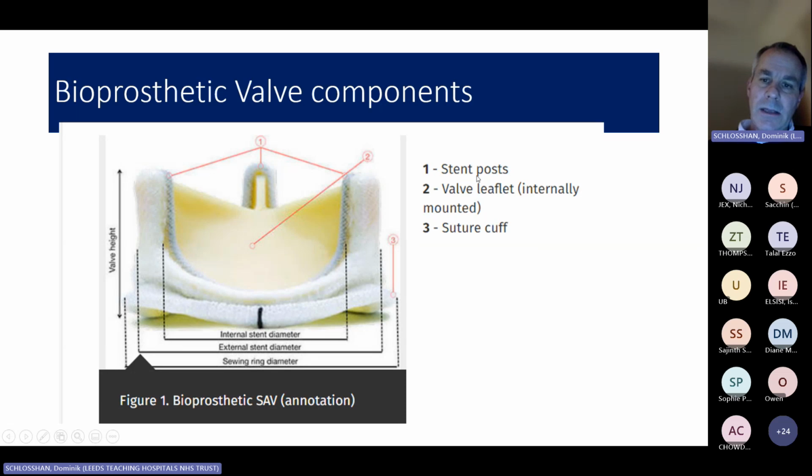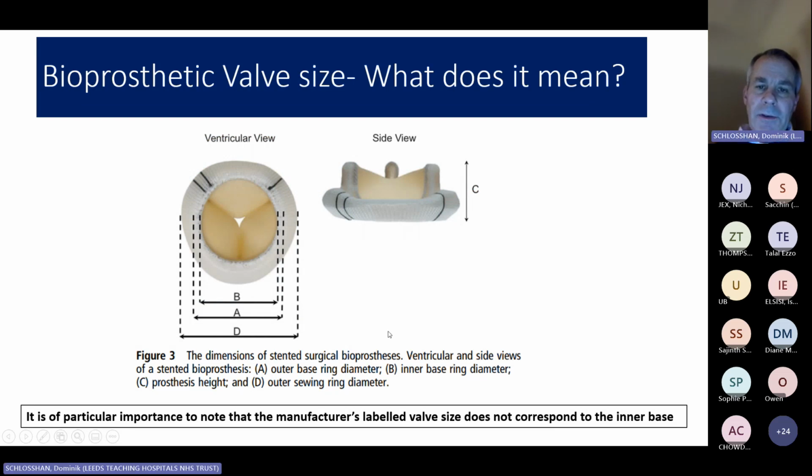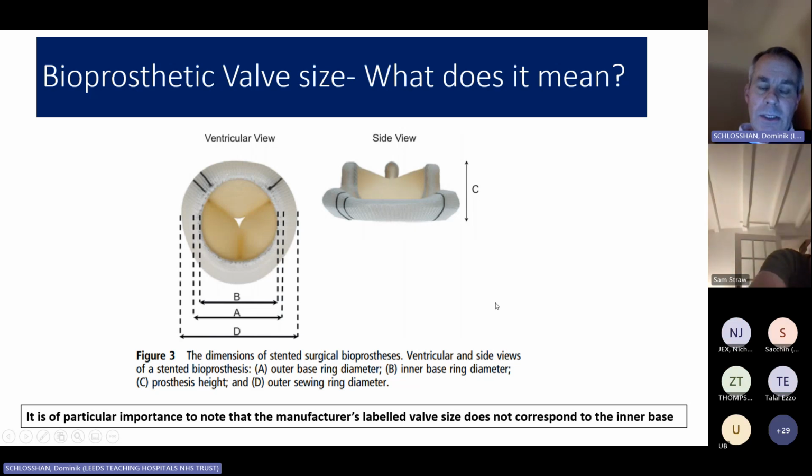And these are the different components here: the stent post, the valve leaflets, the suture cuff. But the key message is that the internal diameter is the important one. If you look at the valve from a different aspect here, again, this is the internal diameter B, which is the actual important diameter to understand how much of the valve tissue is available for the exit of the blood. You can see that that's a lot smaller than the external diameter or even the outer ring diameter.